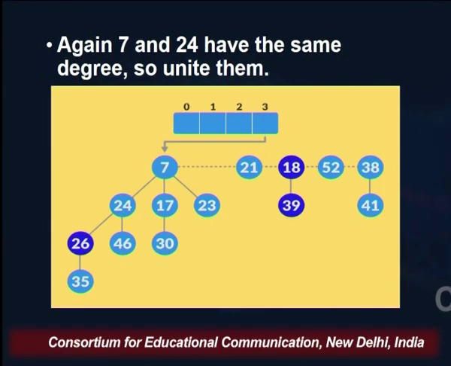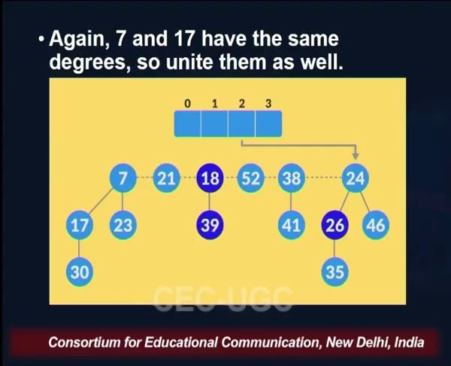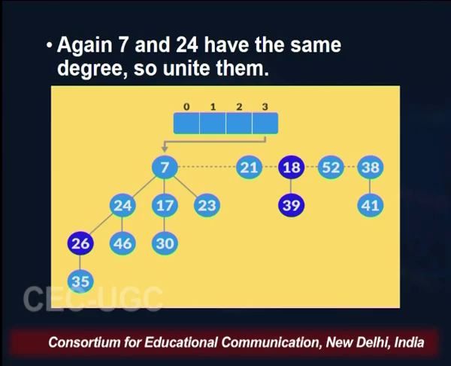As a next step, 7 and 24, as I have told you, have the same degree. So, we want to unite them. This 24 is going to become the third child of the tree rooted at 7, and this is what has exactly happened. If you can see in this figure, 7, then one child is 24, a complete tree rooted at 24, then we have 17, and then we have 23. Still we are left with 2 trees of degree 0 and 2 trees of degree 1.